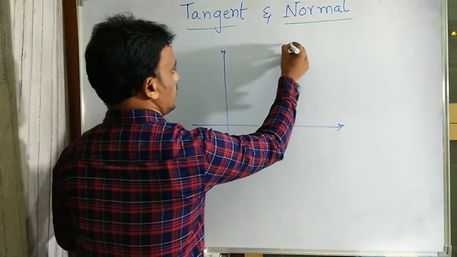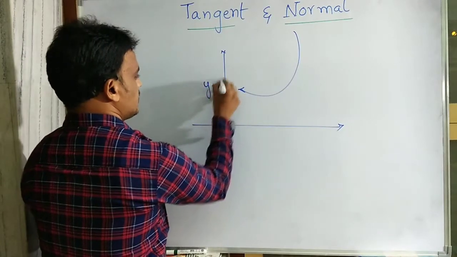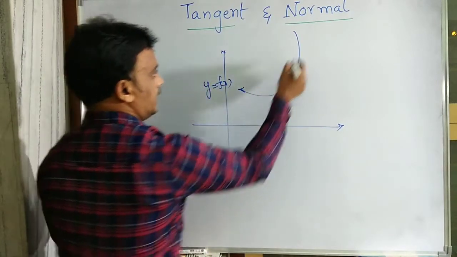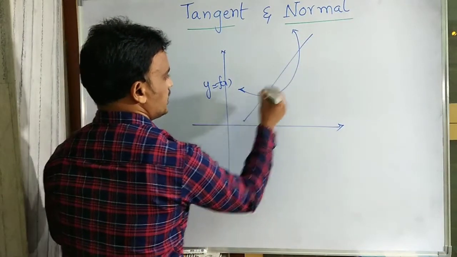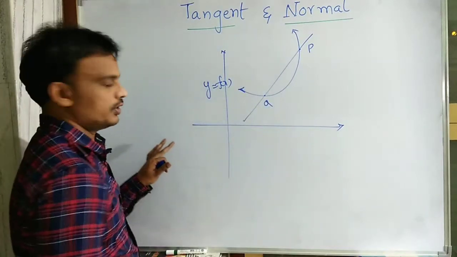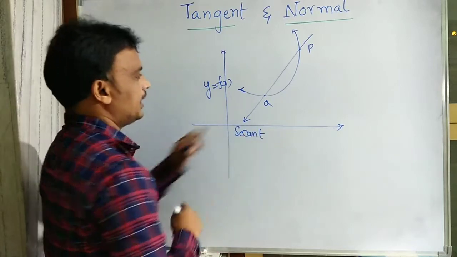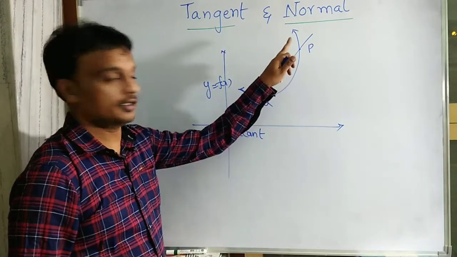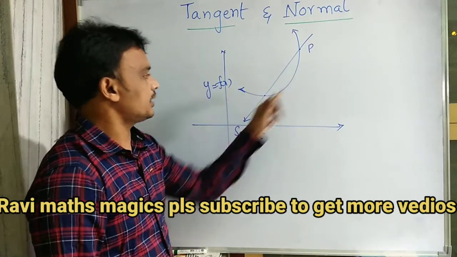So let us take a curve. y equals f of x is a curve. A line which intersects this curve at two distinct points P and Q, I can say this line is a secant. A line which intersects the curve at two distinct points is called a secant of that curve.